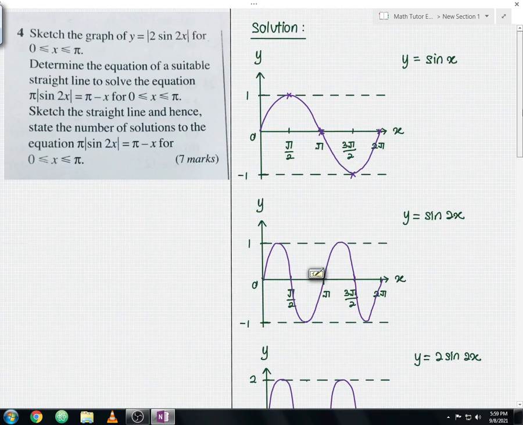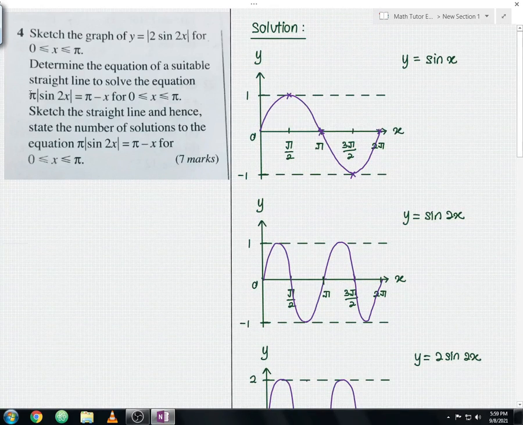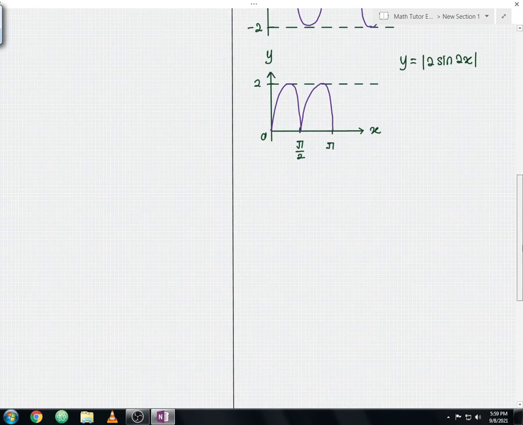Our next step will be determining the equation of a suitable straight line to solve the equation pi modulus sine 2x equals to pi minus x for the range 0 up to pi. So we have already sketched the graph. Now we can proceed to come up with the suitable straight line equation.